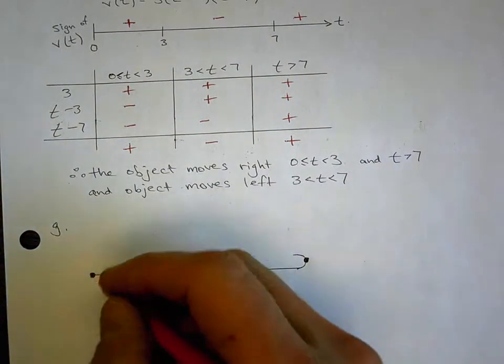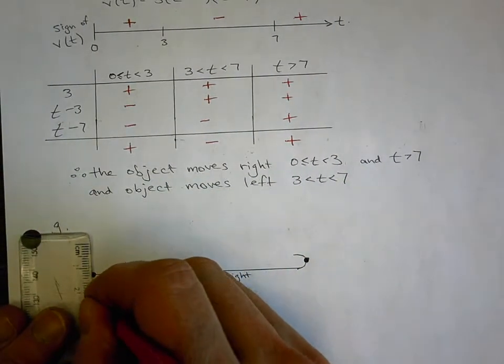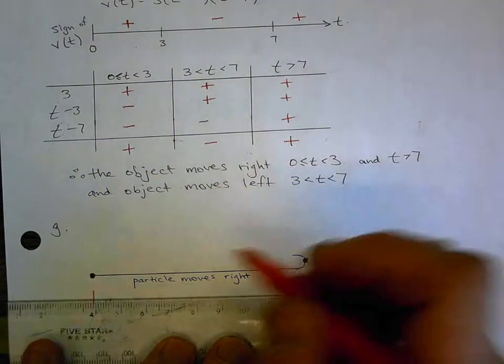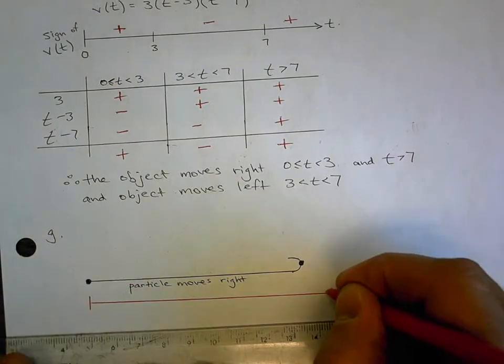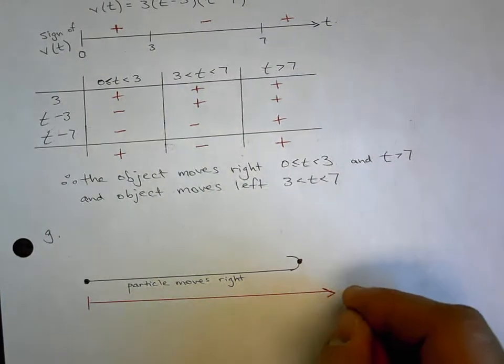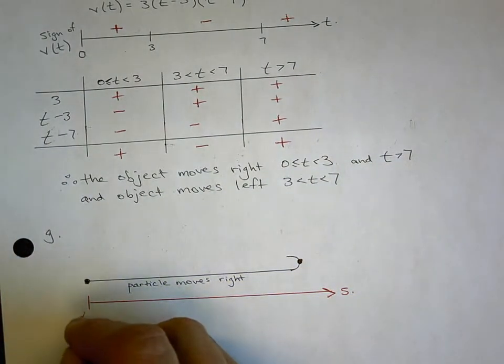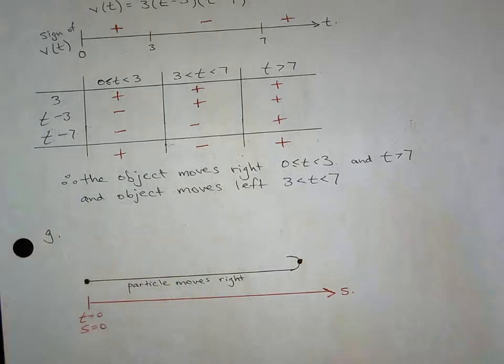And at this point, the beginning, we've already figured out. I'm just going to put a little line here. This will show me positive s. So we know at t equals 0, we know that s equals 0.